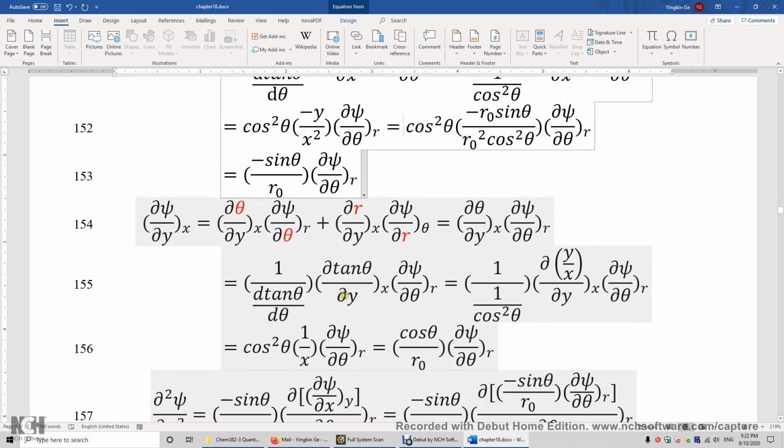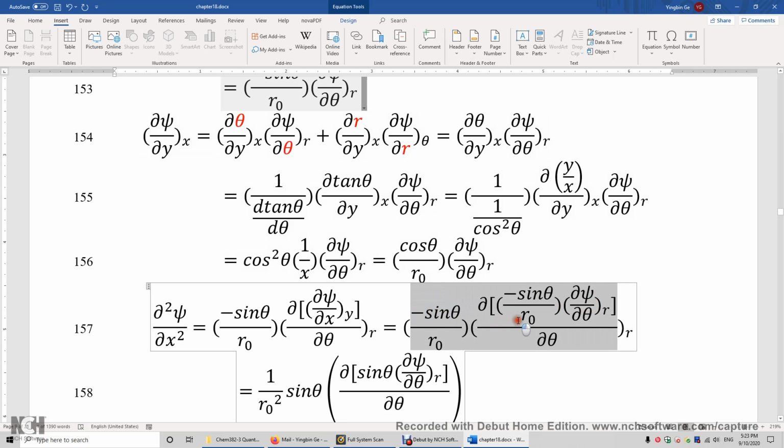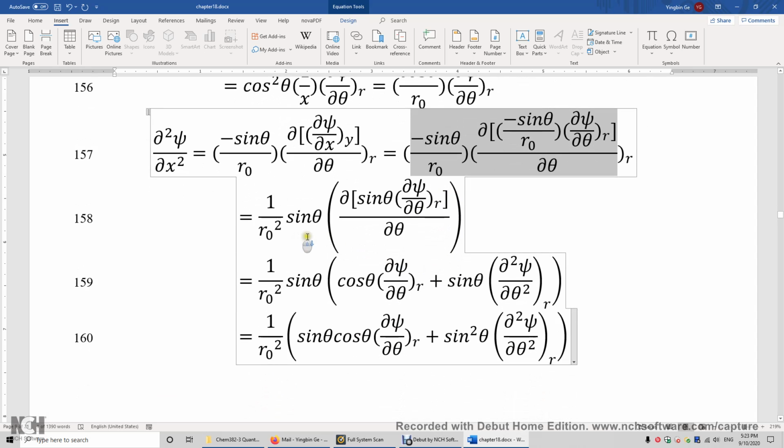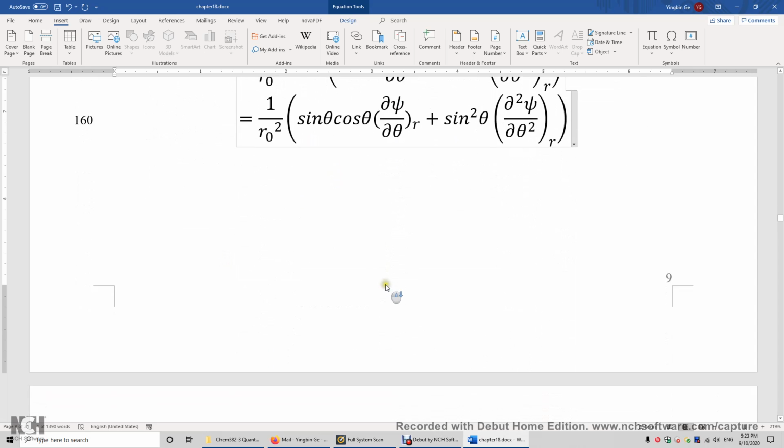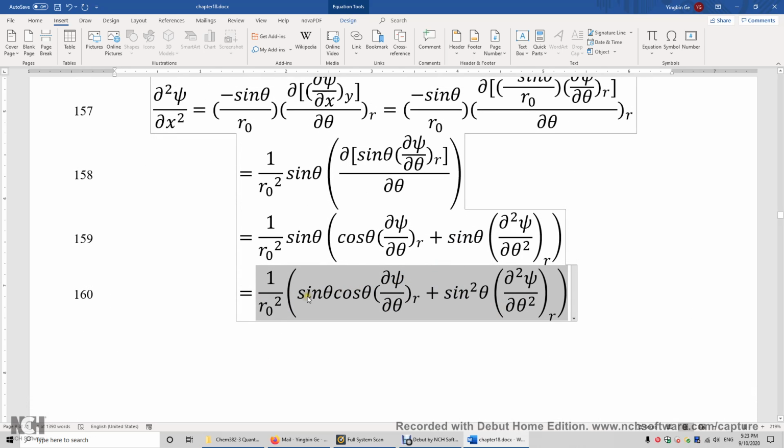We do the same thing to y. It's over here. And then we need to do the second derivative. The second derivative is simply the first derivative of the first derivative. So I'm applying the first derivative operator to psi, and then I'm applying the first derivative operator again, twice. And if you are careful enough, you'll get the same result as this one. This is the result, the second derivative of psi with respect to x.